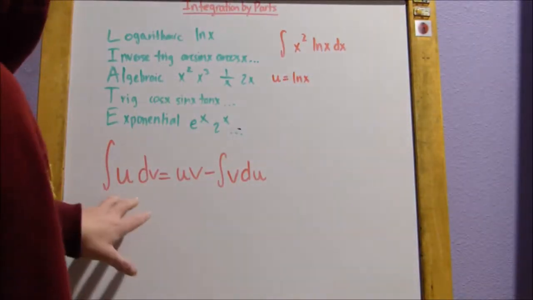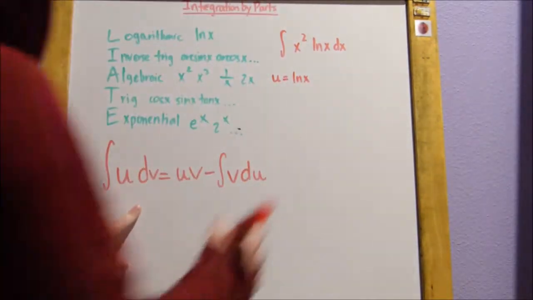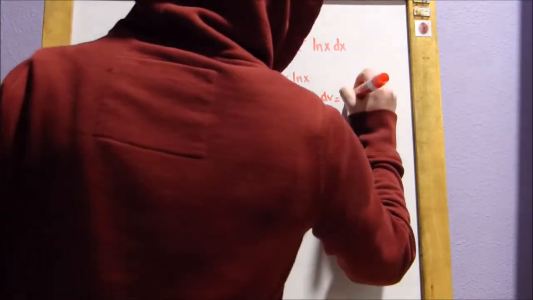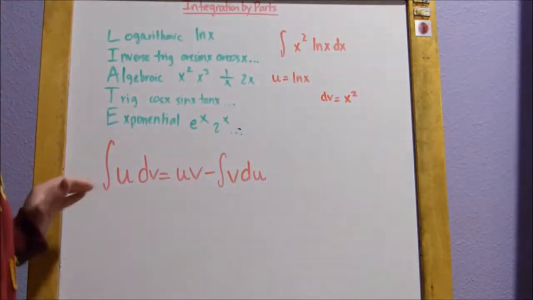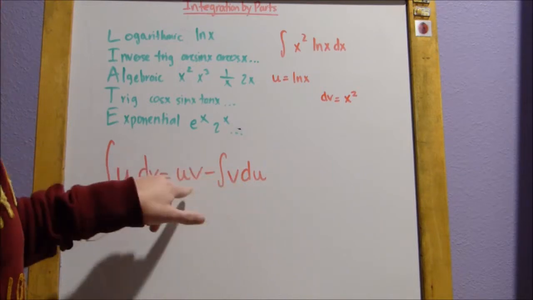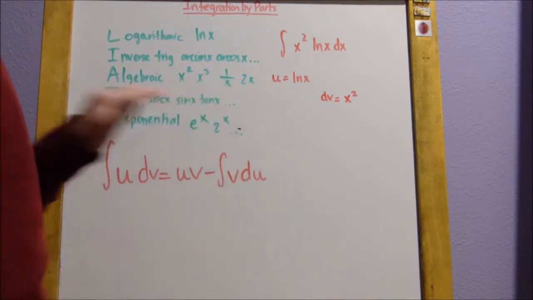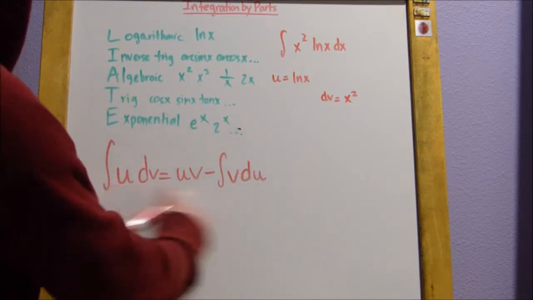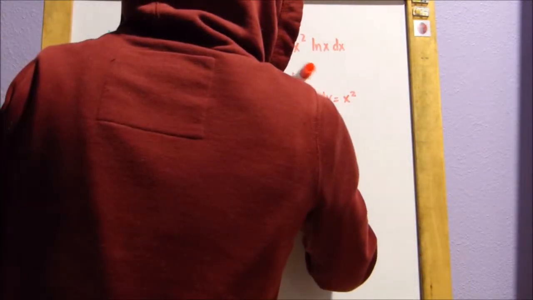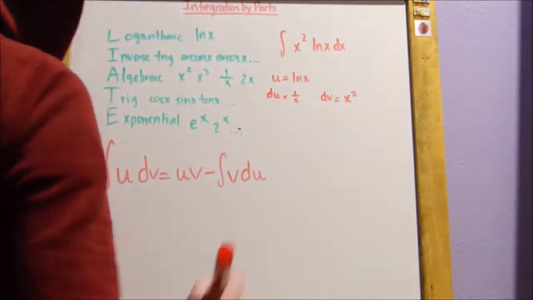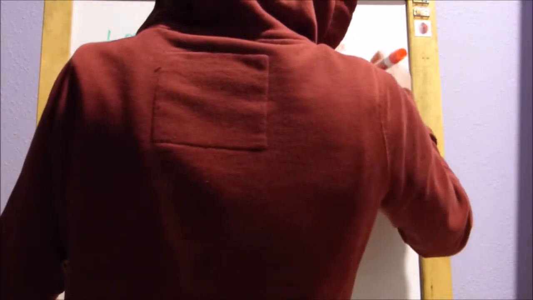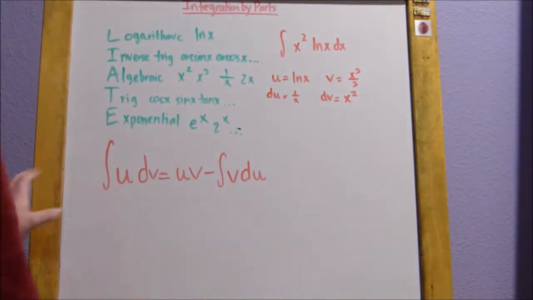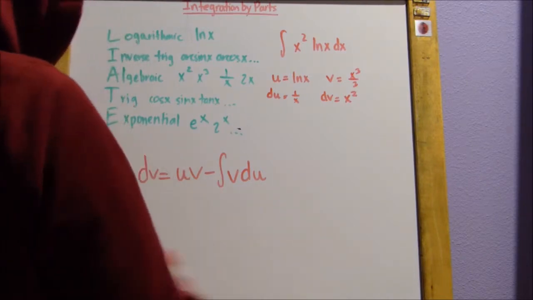And then our dv equals x squared, right? You'll see that in our formula we have du and v, so we're going to have to take the derivative of ln of x and the antiderivative of x squared to plug into our formula. So du in this case is 1 over x, and our v is x to the third power divided by 3. Okay? So now let's just plug stuff in and see where that takes us.